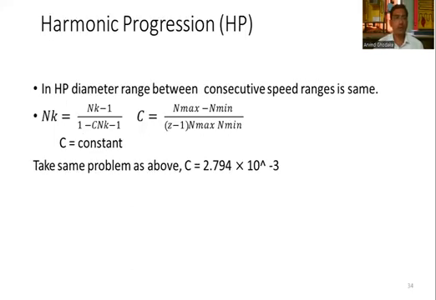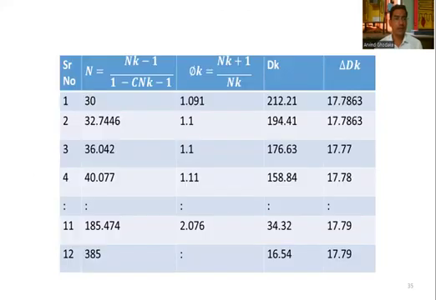Next, the third one is harmonic progression. In harmonic progression, the range between any two consecutive speeds is the same. That will be n_k equals n_(k-1) upon 1 minus c n_(k-1). So c is calculated by using the formula (n max minus n min) divided by (z minus 1) into n max into n min. So by using this formula, we will get n_k and n_(k+1).